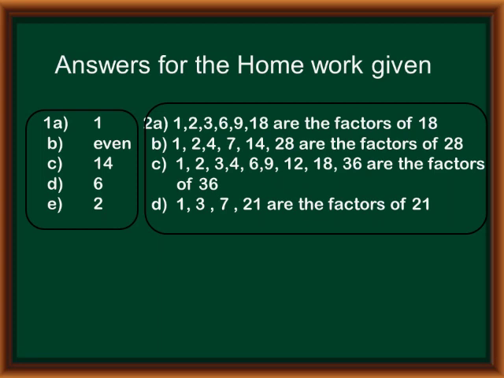Second sum. List all the factors of each of the following. 18. The factors of 18 are 1, 2, 3, 6, 9, 18. Second one, 28. The factors of 28 are 1, 2, 4, 7, 14 and 28. Third sum. The factors of 36 are 1, 2, 3, 4, 6, 9, 12, 18 and 36. The factors of 21 are 1, 3, 7 and 21.